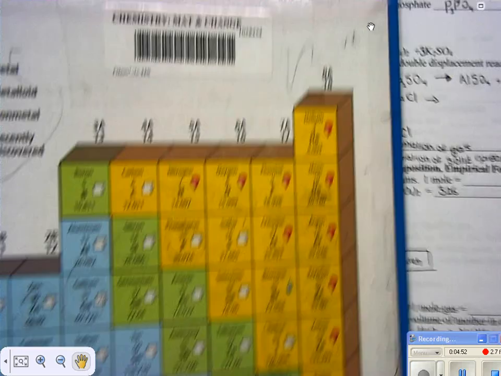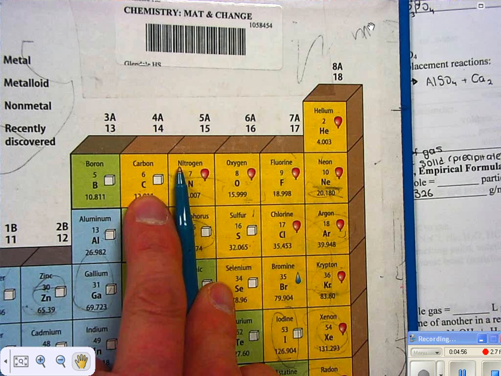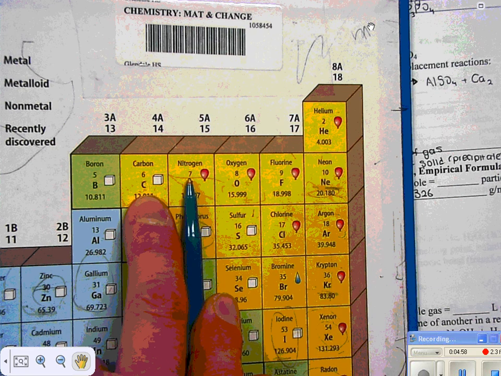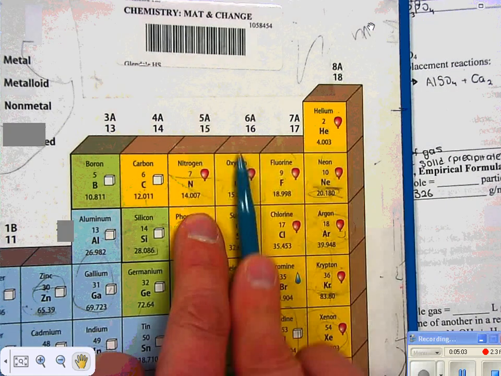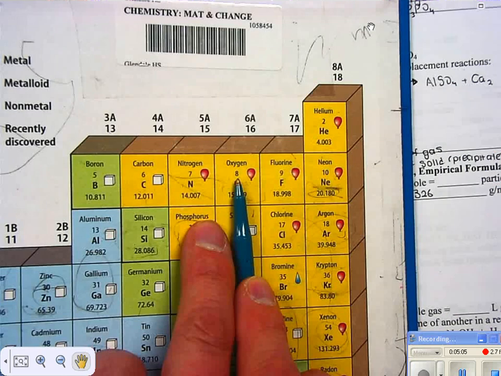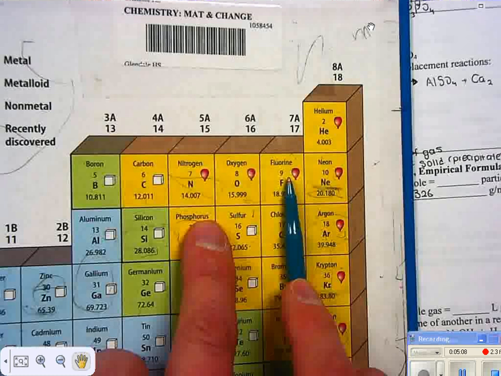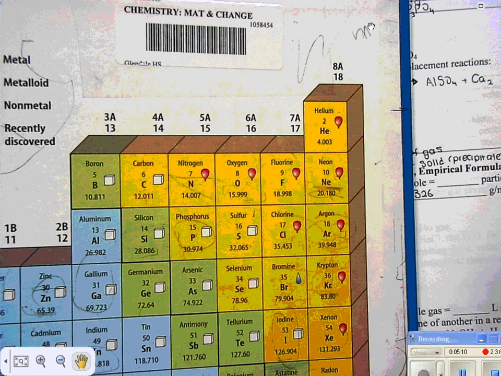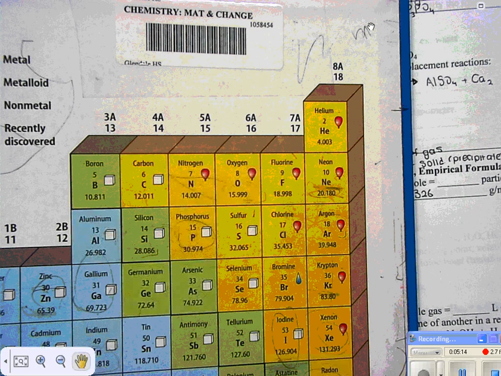Column 13, or 3, is a +3. 14 and 15, they're all over the place. So we can't generalize on 14 and 15. But 16 is always going to be a 2 minus. 17 is a 1 minus, and 18, there is no oxidation state because they don't form ions. They don't react, they don't do anything.